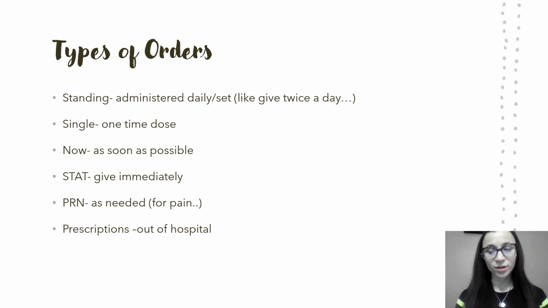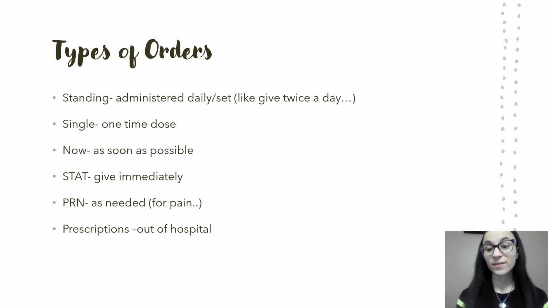Okay, here are types of orders. When a doctor puts in an order, they could put in all different types. They could put a standing order. That's basically your everyday medication, like give Synthroid every day, in the morning, 1 time, before breakfast, etc. That's your standing orders. Your single order is a one-time dose. So it's going to be, give one-time dose of morphine to this patient.